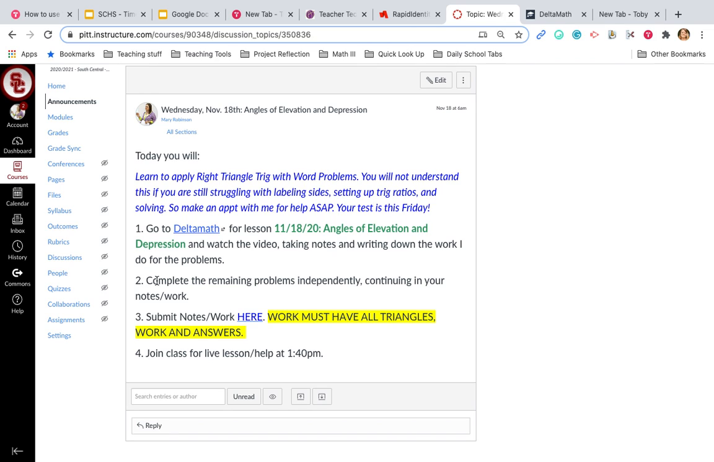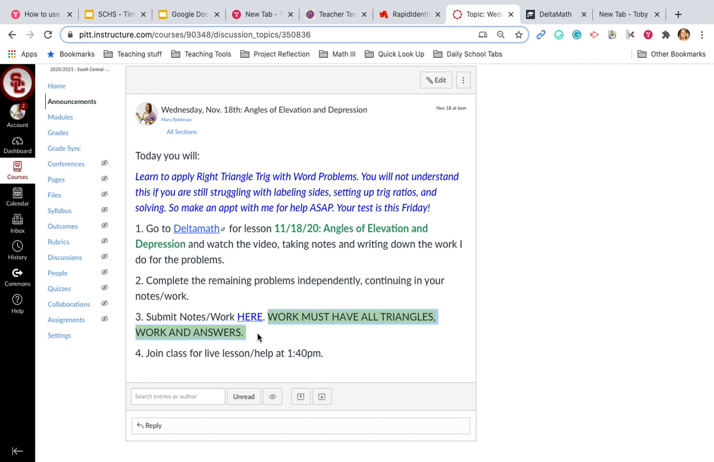So then you are to complete the remaining problems. There are only 8 problems in the assignment. My plan is to do 4 of them and then set up the pictures for 3, but then you will solve the others independently, okay? So I'll help you with the pictures and labeling, but you'll need to go solve them on your own. And then when you're through, you will click here to submit your notes and work.